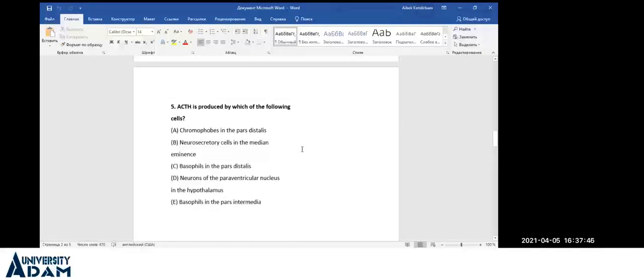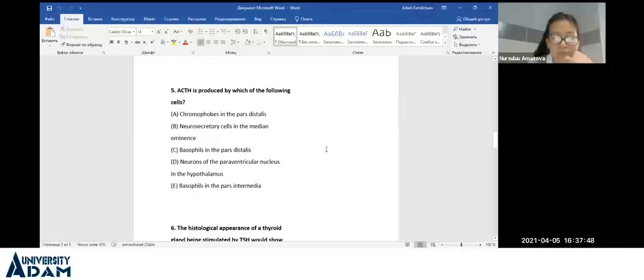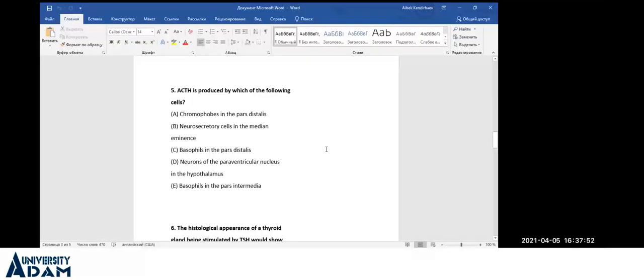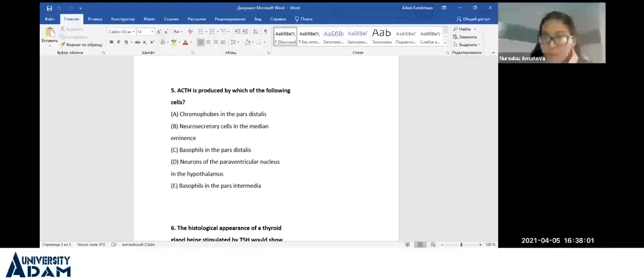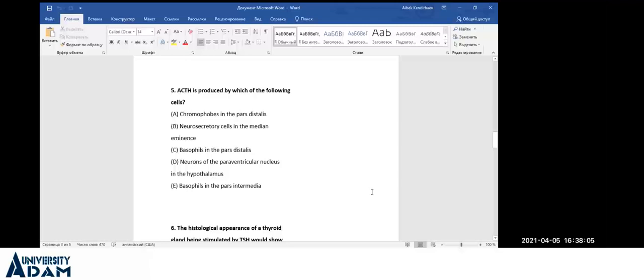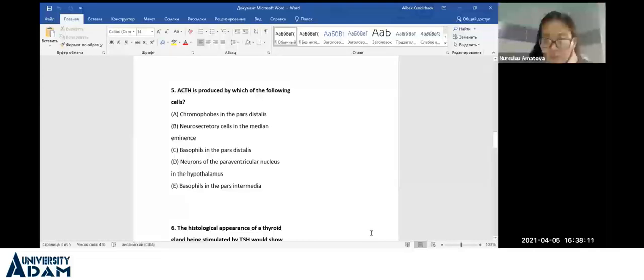Okay. Next question. ACTH is produced by which of the following cells? C, ma'am. Basophils in the pars distalis. Corticotrophs are basophils.